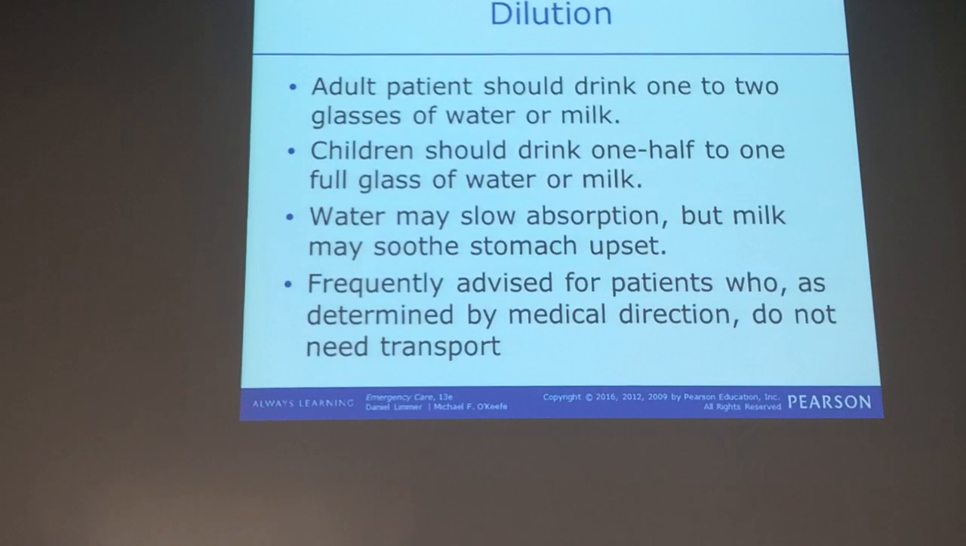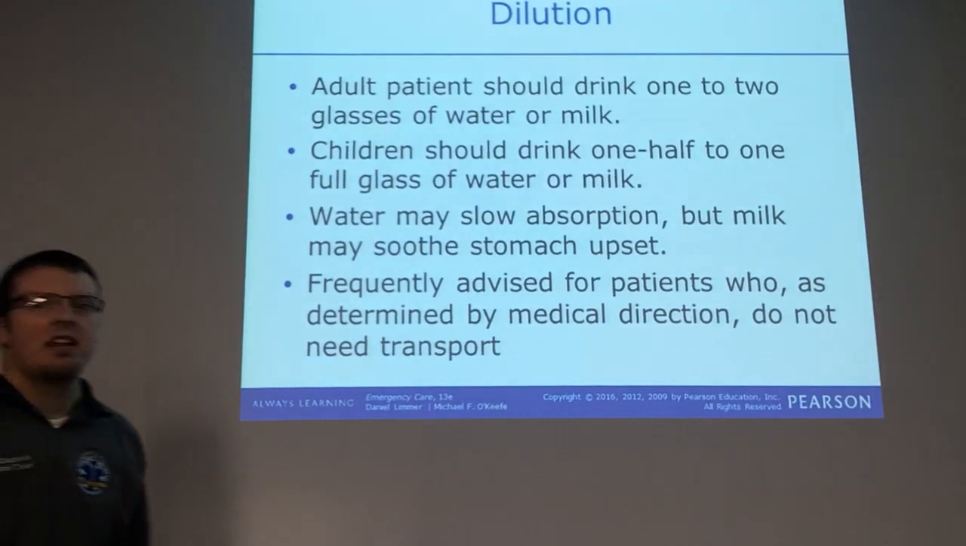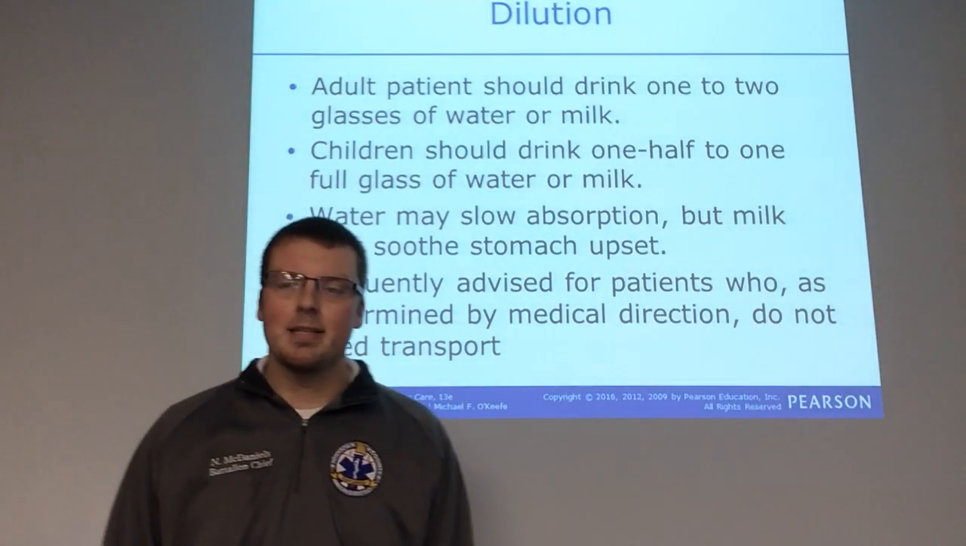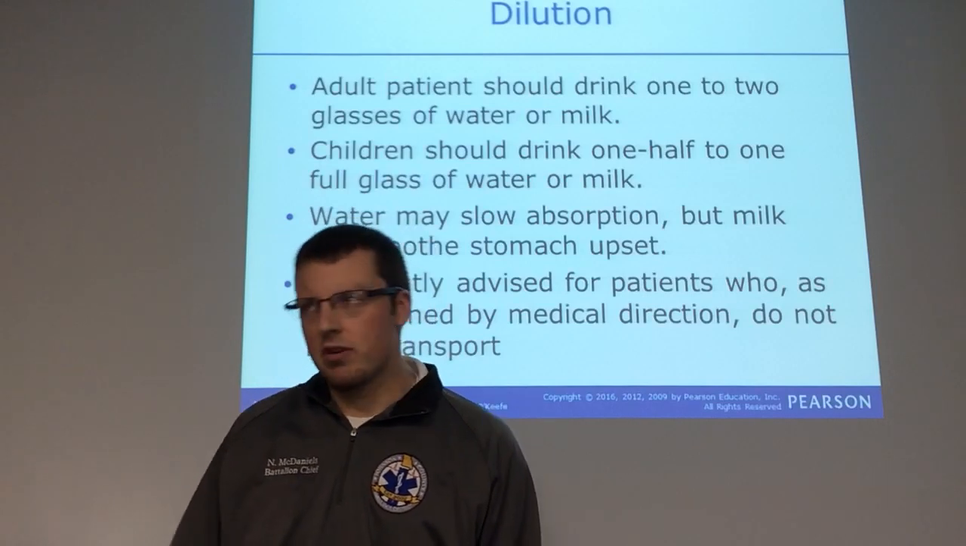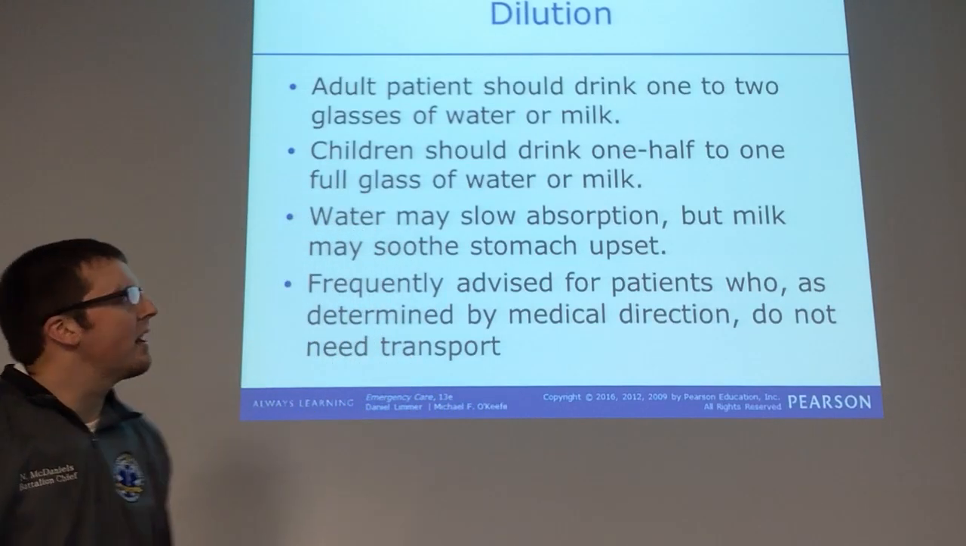So the adult patient should drink 1 to 2 glasses of water or milk. That's dilution, trying to knock it down a little bit. Children should drink 1/2 to 1 full glass of water or milk. Water may slow absorption, but milk may smooth an upset stomach. Okay? It's frequently advised for patients who, as determined by medical direction, do not need transport. So this is not going to be something we recommend on our own. This is going to be something if we talk to poison control or medical direction, and they say no, that's really not enough of anything to cause them to have to go to the hospital. They're going to be just fine. They can stay at home. Mom and dad just need to watch them. Maybe recommend they drink some milk to keep their stomach happy, that kind of thing.